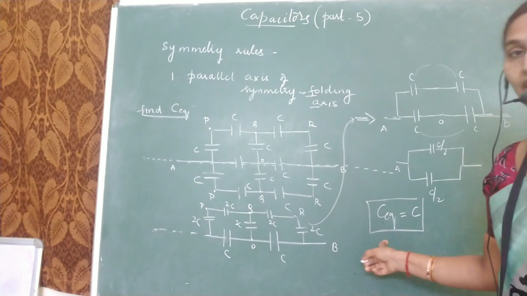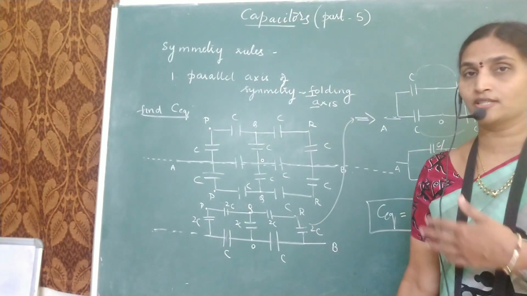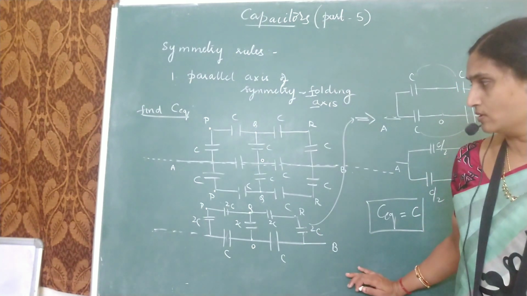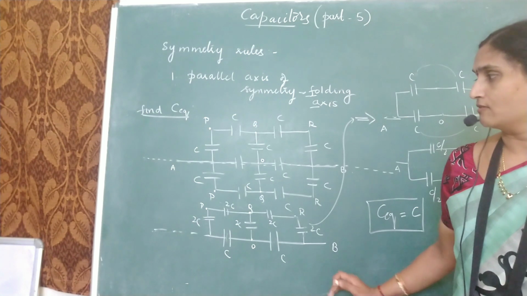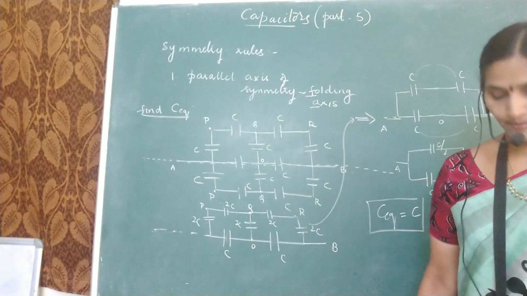So this is how, by using the symmetry rule, we have reduced the length of the question and got the answer as equivalent capacitance equal to C. So this is one of the methods of solving by using the symmetry rule.